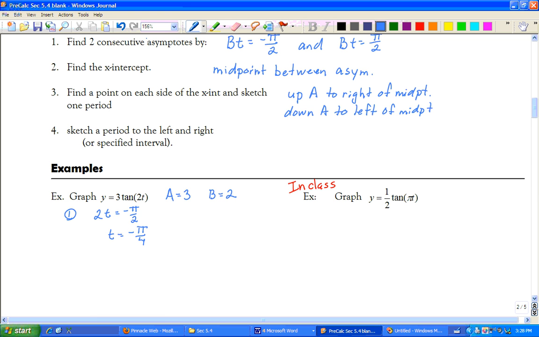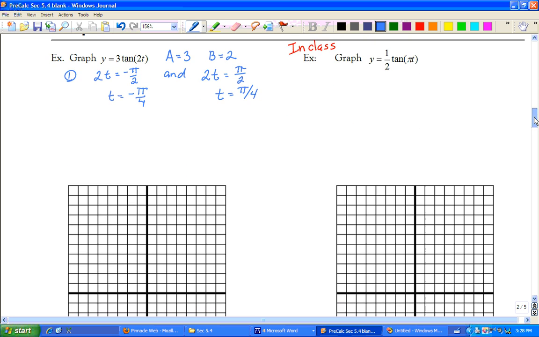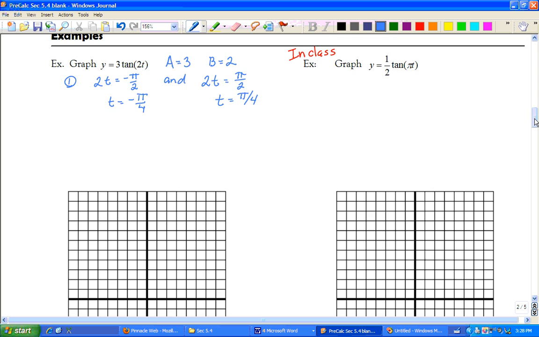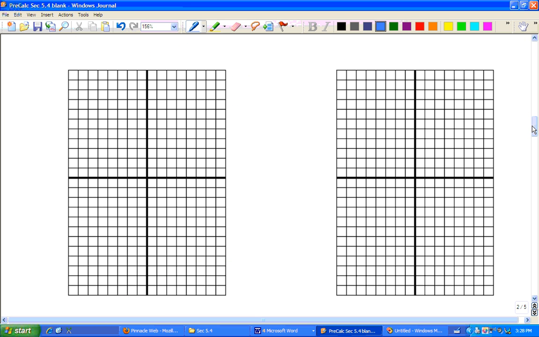So there is one asymptote, and let's find the other. So our other asymptote is going to be 2t is equal to positive pi over 2. Again, divide both sides by 2, and we get t is equal to pi over 4. Okay, so if we go down to our graph, let's create a scale here.